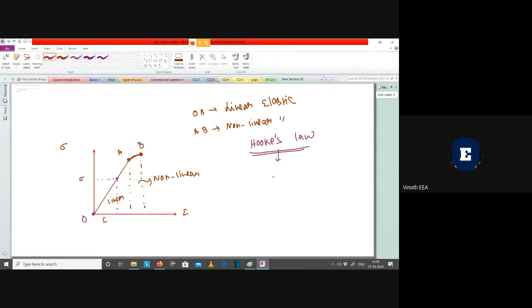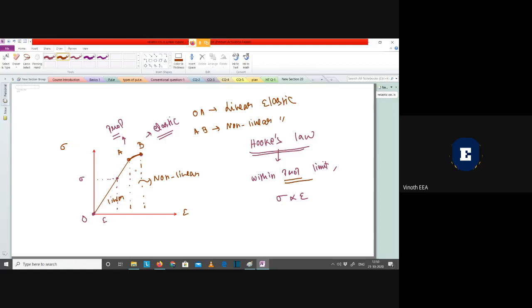Hooke's law states that within, and it's a very important point, within the proportionality limit or within the elastic limit. This A is the proportionality limit, and this B is the elastic limit. So Hooke's law states that within the proportionality limit, stress is directly proportional to strain. You might have a doubt here: sir, why are you saying proportionality limit? We used to study it as elastic limit.